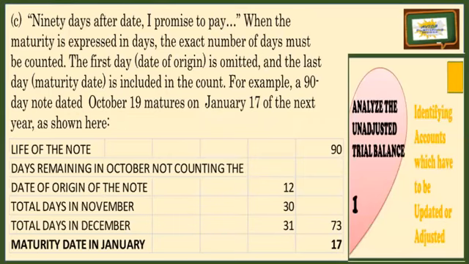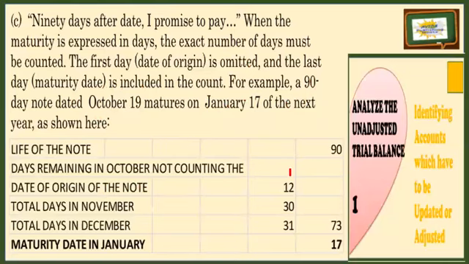Let's see. This 90 days after date is just like the 4 months after date that we have in the note. I promise to pay. When maturity is expressed in days, the exact number of days must be counted. The first day, the date of origin, is omitted, and the last day, the maturity date, is included in the count. For example, a 90-day note dated October 19 matures on January 17 of the next year.